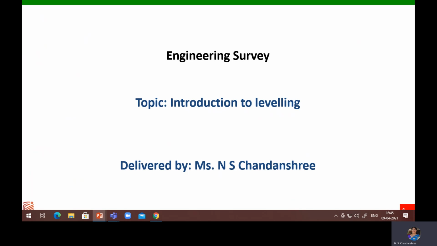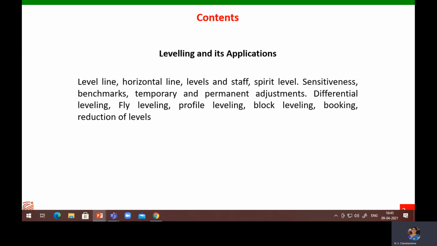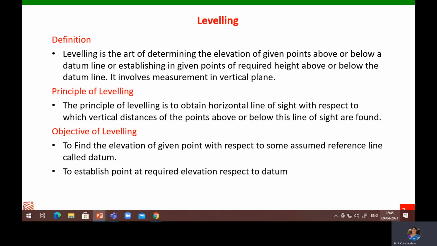In today's session, we'll be understanding about leveling. So, the title of today's discussion is Introduction to Leveling. The content that we'll be covering in today's class is on different types of levels, different types of leveling methods, and we'll try to solve one or two problems, and we will also learn what the temporary adjustments are that have to be done for a leveling instrument.